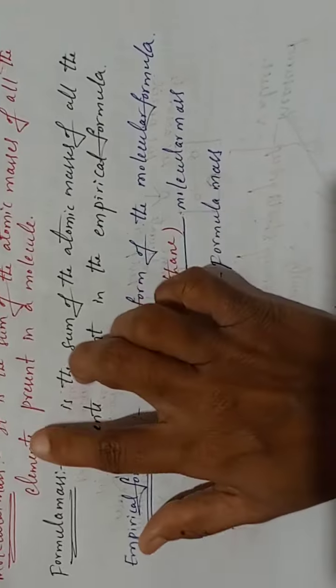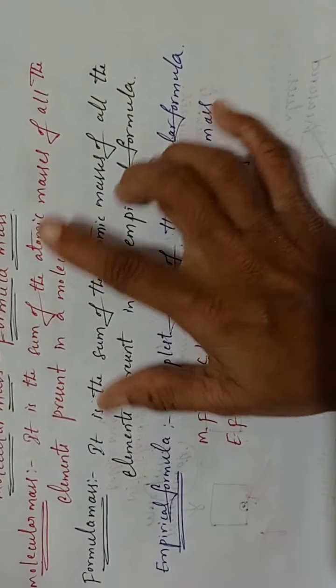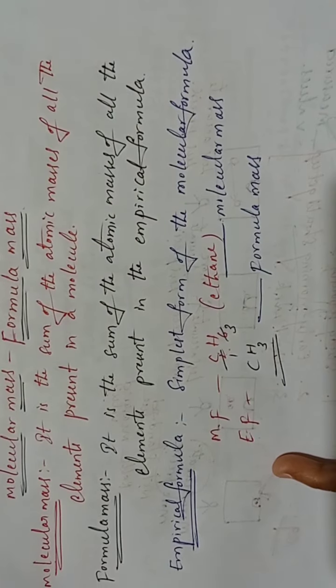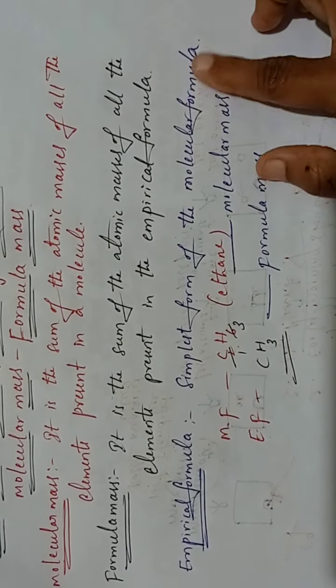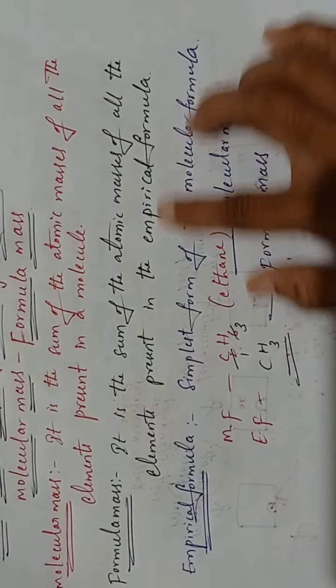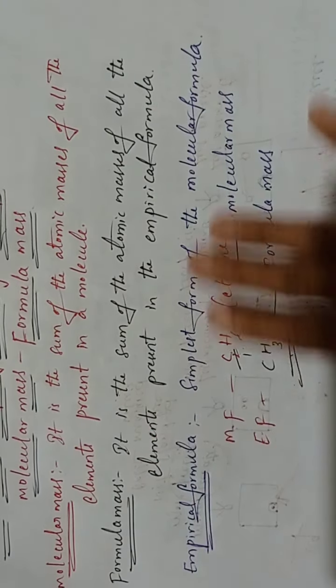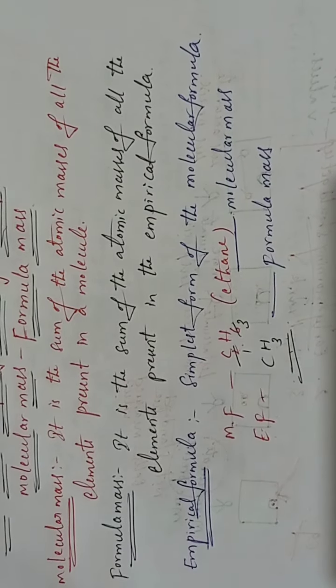So that's why I told you the definition. Molecular mass is nothing but the sum of the atomic masses of all the elements present in a molecule. It is the sum of the atomic masses of all the elements present in the empirical formula. That is nothing but formula mass. Clear students, empirical formula? One more example I will give you.